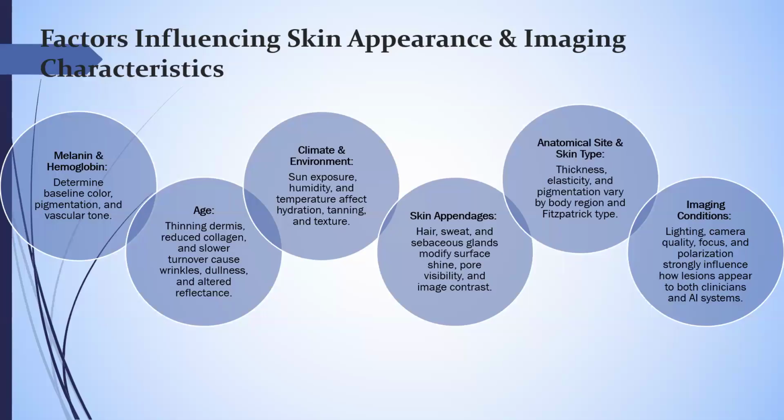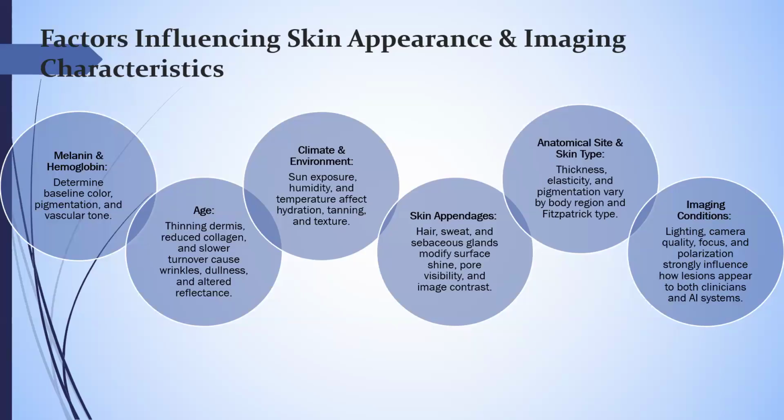As you age, the dermis, that is the middle portion, thins down and the collagen reduces, and so you know why so many people are promoting collagen for anti-aging. And there will be a slower turnover of cells, which is going to cause wrinkles, dullness, and altered reflectance.